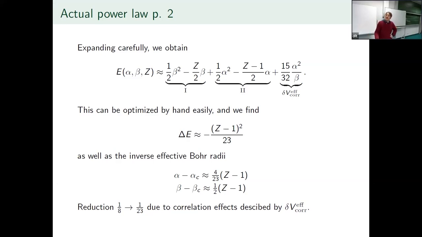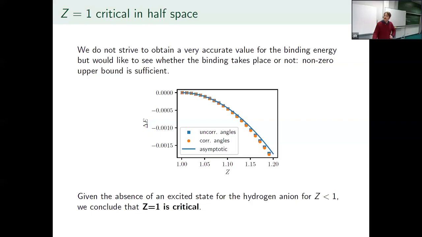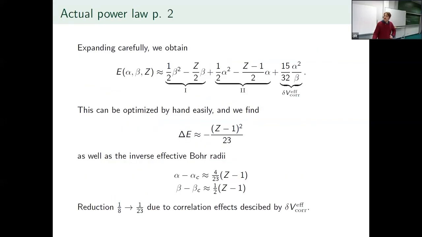And then you can optimize this almost by hand, and you find this power law, which fits very well here. You find this power law with a different amplitude. Instead of a half or a quarter, you get 1/23. So it gets reduced because of the correlation effects, okay? The correlation effects here are positive. This term is positive, so actually you have a smaller binding than you would expect just based on the naive picture, okay?